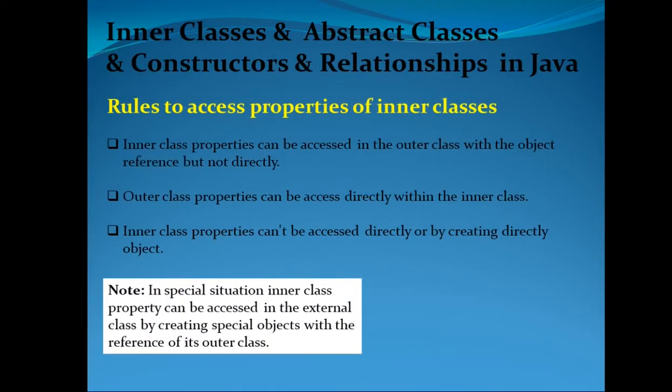Next we are going to discuss the rules to access properties of an inner class. Inner class properties can be accessed in the outer class with the object reference but not directly. Outer class properties can be accessed directly within the inner class. Inner class properties can't be accessed directly or by creating a direct object. Note: in special situations, inner class properties can be accessed in the external class by creating special objects with the reference of its outer class. Please note these rules. These are very important rules for accessing properties of an inner class.